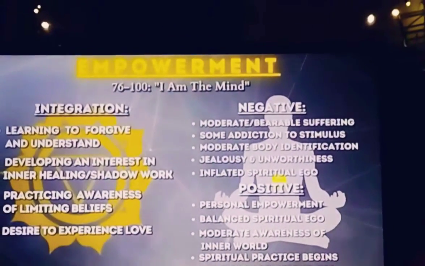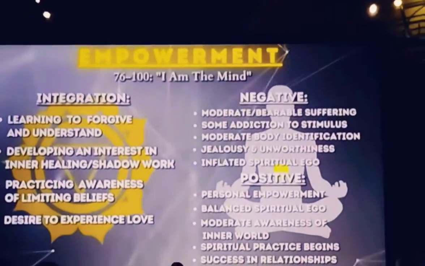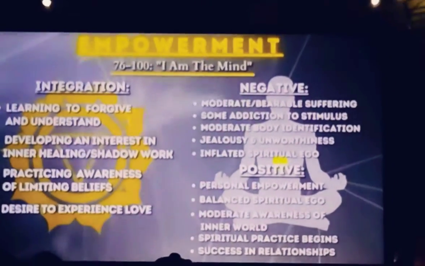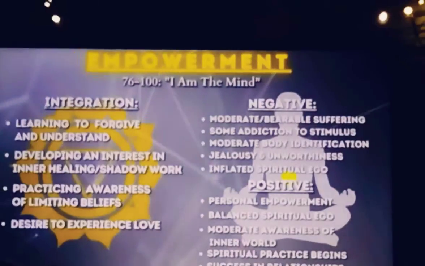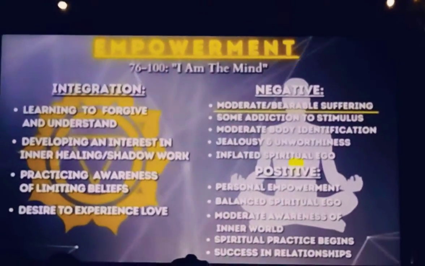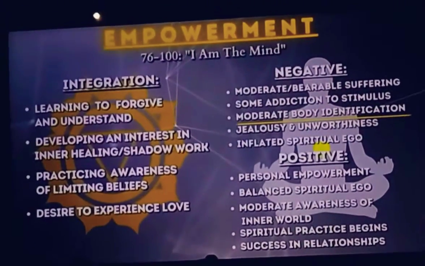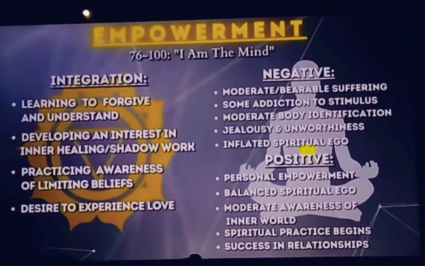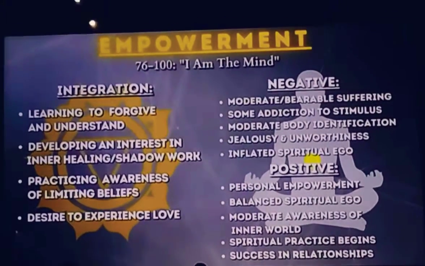The next SQ level is empowerment, and it correlates to the solar plexus chakra. This SQ range begins at 76 and ends at 100, and the identity is, "I am the mind." The negatives here are moderate but tolerable amounts of suffering, some addictions to stimulation, and moderate body identification. This range is all about one's relationship to others and the world, as well as learning about the power of the mind to create reality.